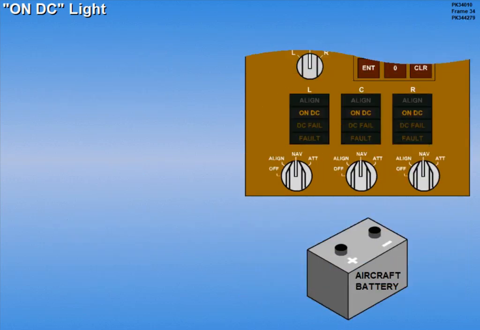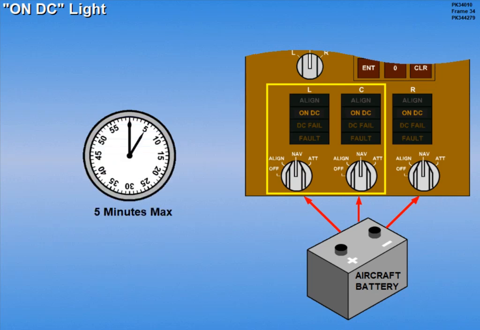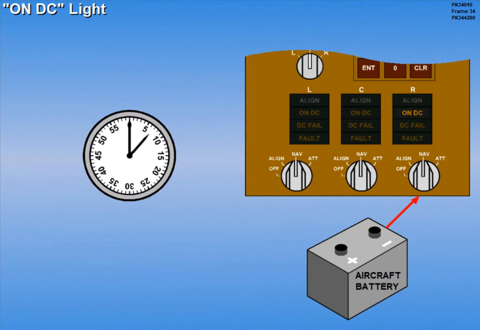On domestic aircraft, when battery power is the only power source for all three IRS units, the left and center IRS units will be powered for 5 minutes maximum. After 5 minutes, these two IRS units will shut down. The right IRS, however, will continue to operate normally until the aircraft battery is depleted.